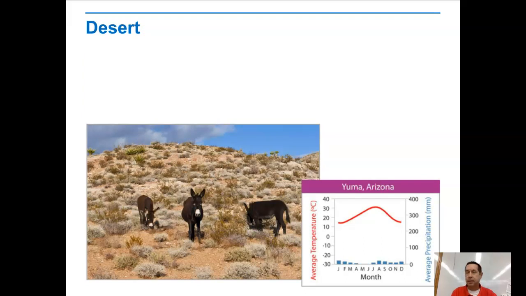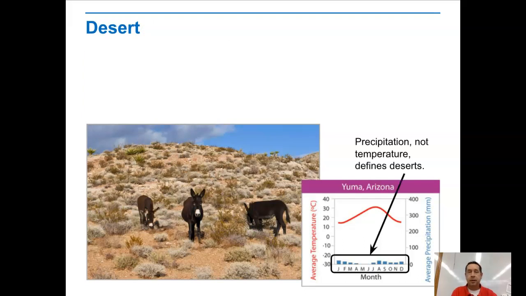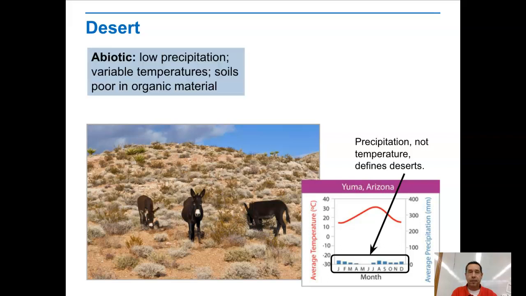The desert, again, pretty warm still. There is precipitation, but it's the precipitation that defines a desert, not the temperature. You can have what we call hot and cold deserts, I guess is a good way to think about that. Low precipitation, variable temperatures, soils poor in organic materials, and sandy soils are pretty common there. The warm deserts, the hot deserts, if you will, are typically on the leeward side of mountain ranges.